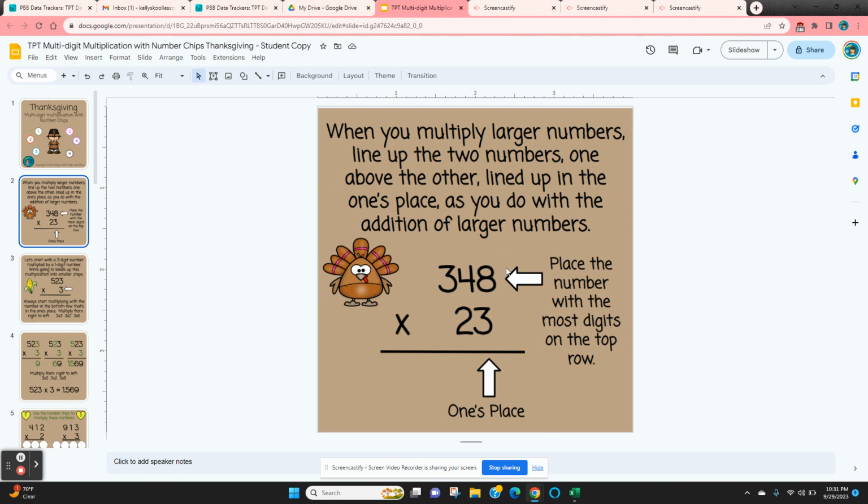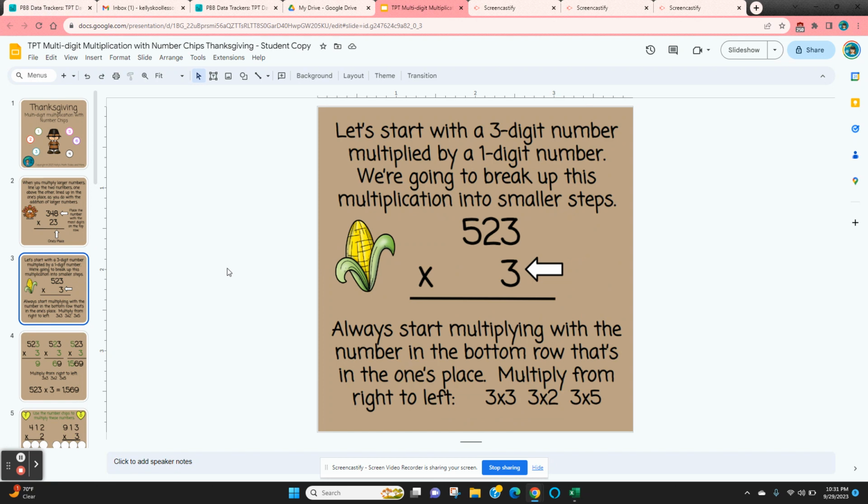So you want to line them up just like you do when you're adding or subtracting. So you line up the numbers in the ones place. And then you want to place the number with the most digits in the top row. Now you're going to break it down into smaller steps. So you're going to start multiplying by this number in the second row that's in the ones place. And you're going to multiply from right to left. So 3 times 3, 3 times 2, and then 3 times 5.